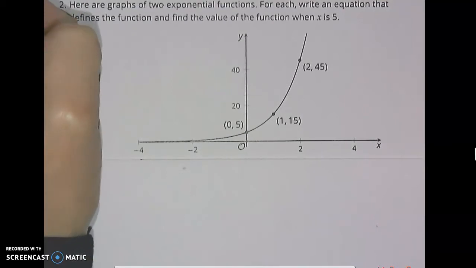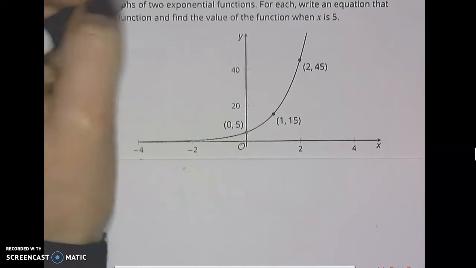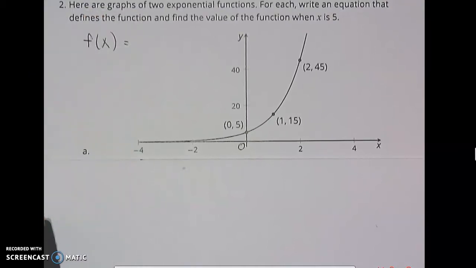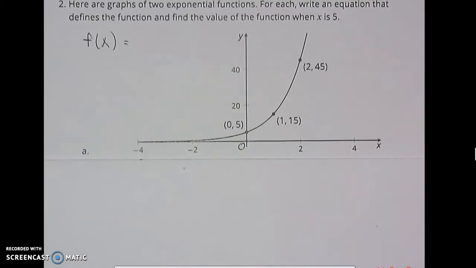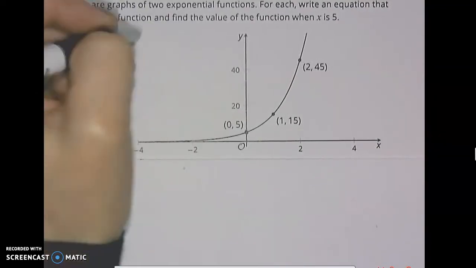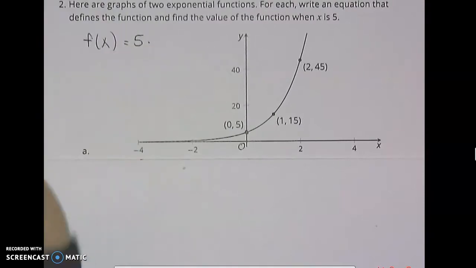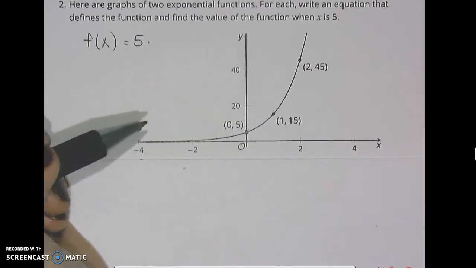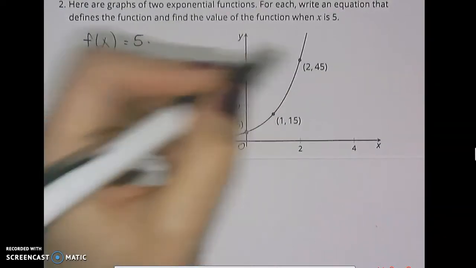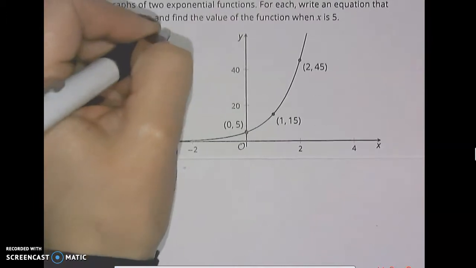So let's say f of x equals, and we need a starting amount, and we need to know what it's multiplying by, or what our growth factor or decay factor is. So this one is growth because it is going up. So that means that our b value is going to be bigger than 1. So our starting amount, the y-intercept, is 5. And what's happening here? We're going from 5 to 15 to 45 as we move along. So 5 to 15 to 45, we're multiplying by 3 each time.